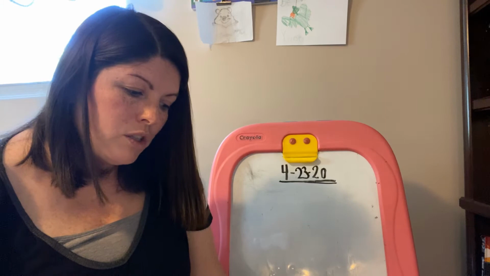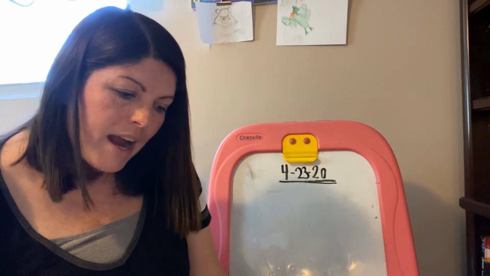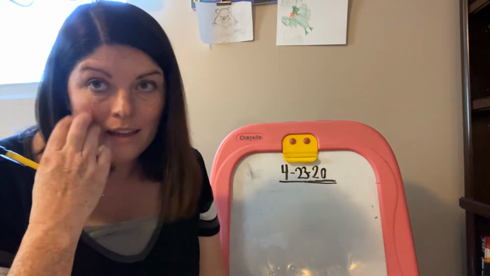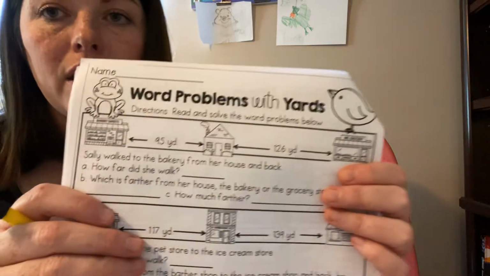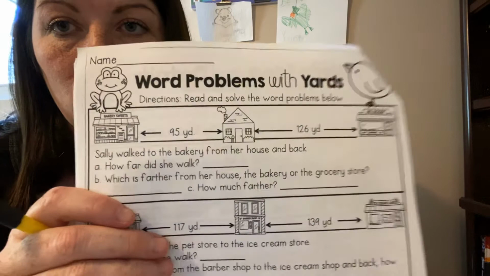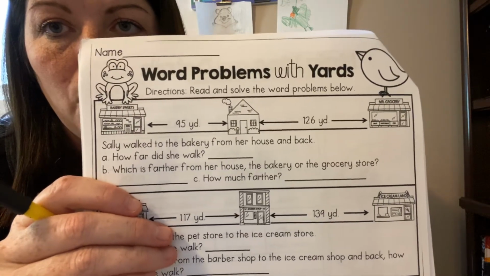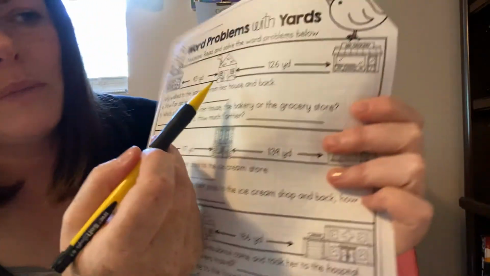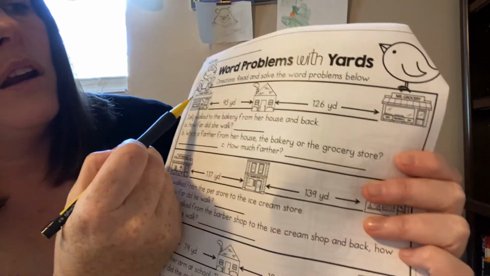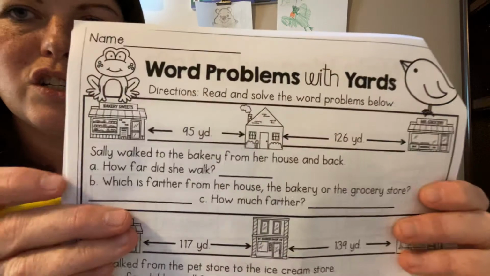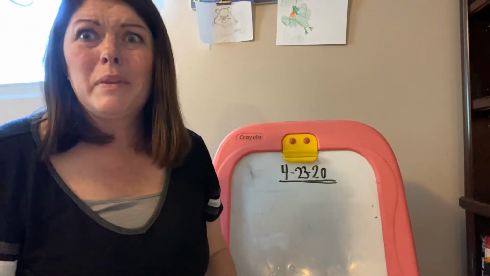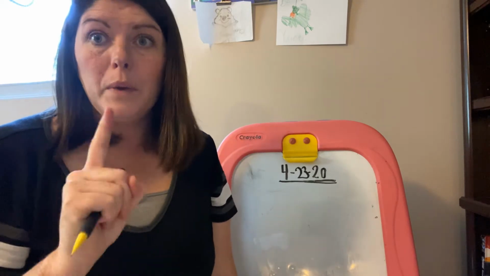Sally walked to the bakery from her house and back. Okay, so first we need to find out where the bakery is. From Sally's house, we're going to go this way where it says bakery sweets. So how far did she travel? 95 yards, but that was just one way.